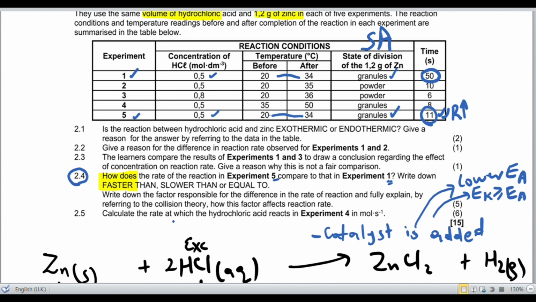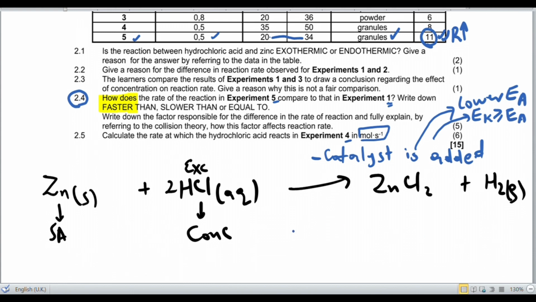Calculate the rate at which the hydrochloric acid reacts in experiment 4. The rate must be in mole per second, which means we need the number of moles now. Now we are going to calculate the rate. The rate in this case, ngenxa ye-SI units, the rate will be the change in number of moles over change in time. If we use experiment 4, the time is 8 seconds. Delta T is equal to 8 seconds. Sicalculate i-rate, sijonge kwi-HCl, sijonge lapha ku-HCl.